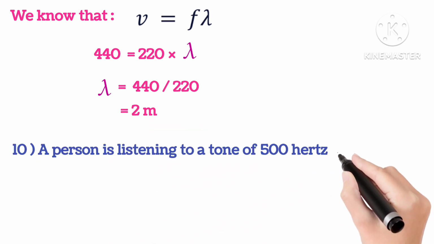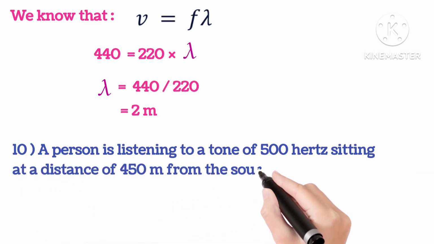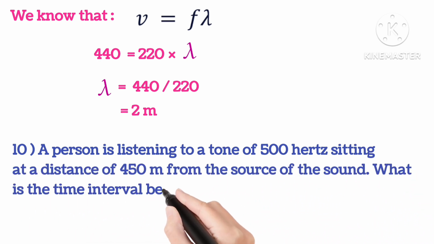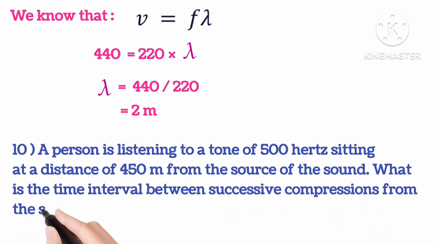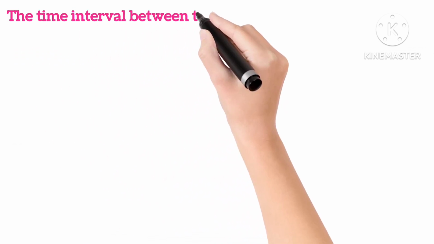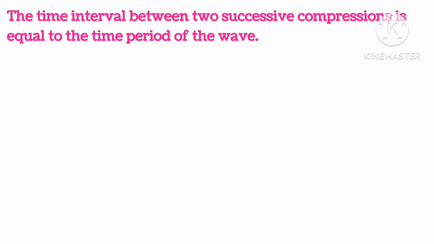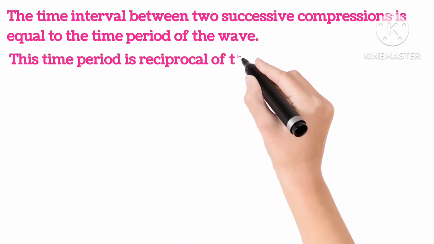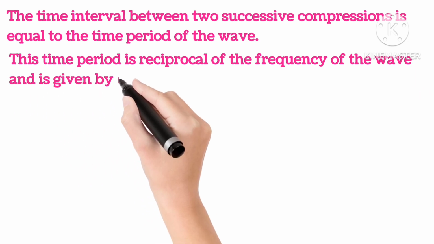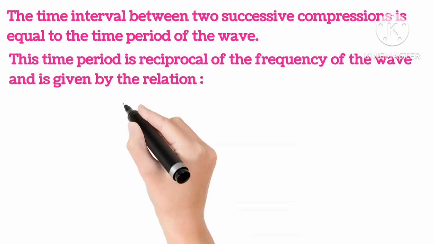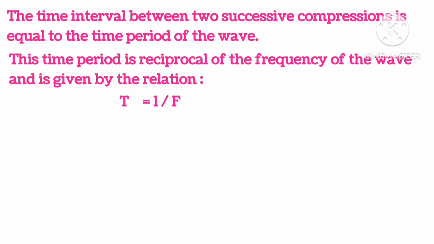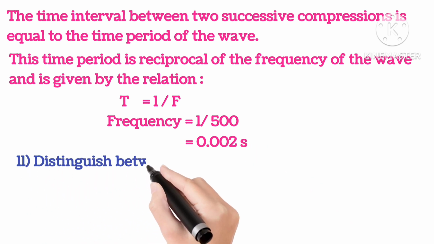10th, a person is listening to a tone of 500 Hz sitting at a distance of 450 meters from the source of sound. What is the time interval between successive compressions from the source? The time interval between two successive compressions is equal to the time period of the wave. This time period is the reciprocal of the frequency of the wave and is given by the relation T is equal to 1 by F. Putting the values, we get 0.002 seconds.